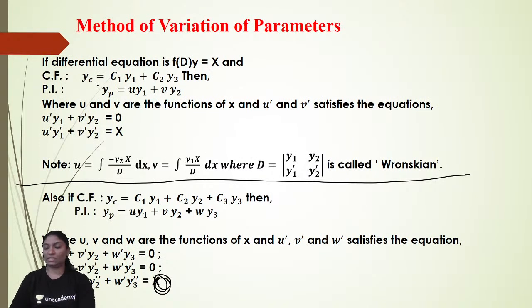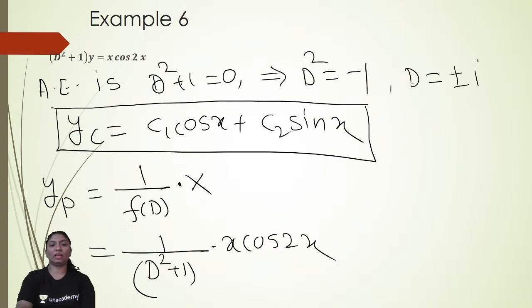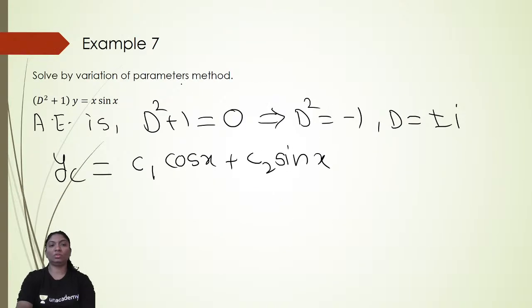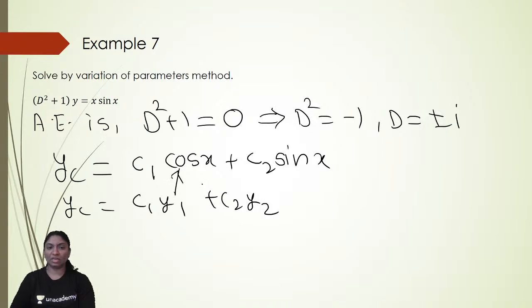Now once you get yc equal to c1 y1 plus c2 y2, then your particular integral yp is equal to u into y1 plus v into y2. Comparing yc equals c1 y1 plus c2 y2 with this, here your y1 is cos x and y2 is sin x.